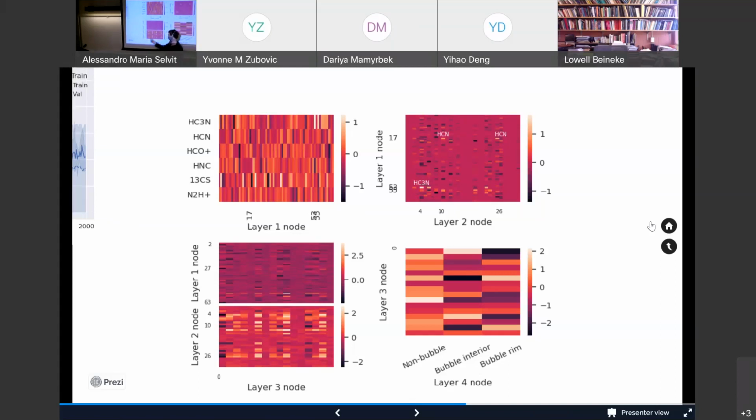If you concentrate only on that, node 0 of layer 3 is connected to all the nodes of layer 2. You can visualize those weights, again, as colors. 4, 10, and 26 are the strongest. You trace that back, 4, 10, and 6. You can continue on and trace back, and it appears that 4, 10, and 6 mostly connect with the molecular lines HC3N and HCN.